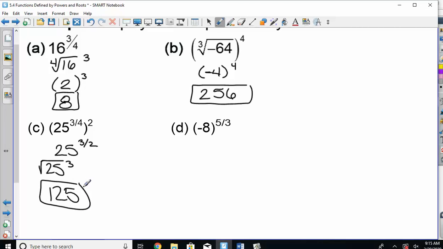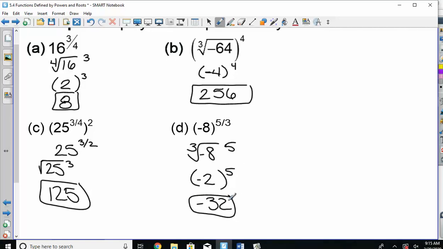Okay, last one of these. Negative 8 to the 5/3. What would we do? Cube root. Okay, what is the cube root of negative 8? And negative 2 to the 5th. Do you guys understand the process, how we are going through this? So now, let's simplify some with variables in them.